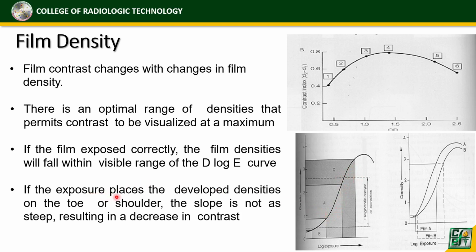Okay. So if the exposure places the developed densities on the toe or shoulder, the slope is not as steep, resulting in a decrease in contrast. So kung titingnan natin hanggang dito, okay, and then pabagsak na siya. Shoulder ng slope, sa toe ng slope. So mababa na o may decrease na ng contrast dyan sa mga area na yan.